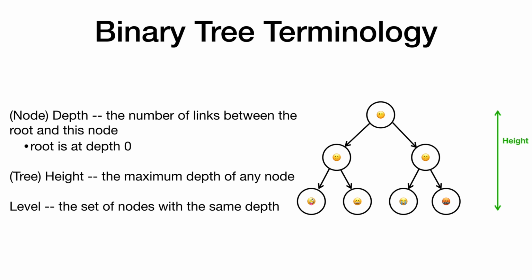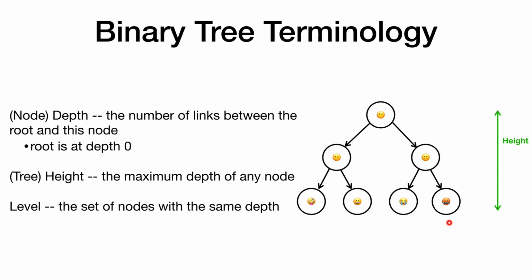So here's where I made a mistake before, and that was in calculating the height. So the height is actually the maximum depth of any node in the tree. So here, this guy's depth is 0, 1 and 1, 2, 2, 2, 2.